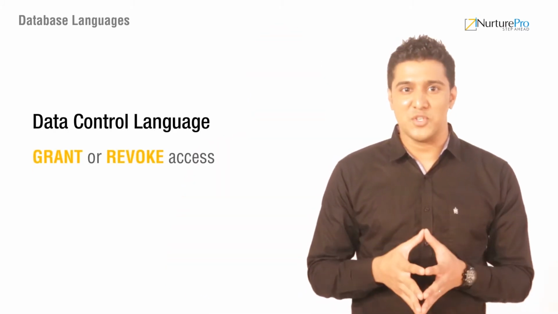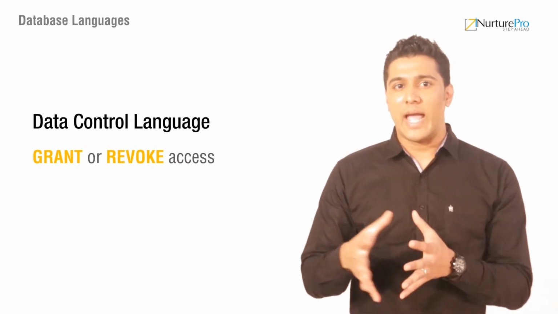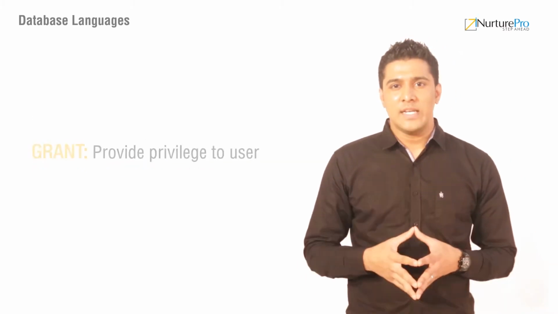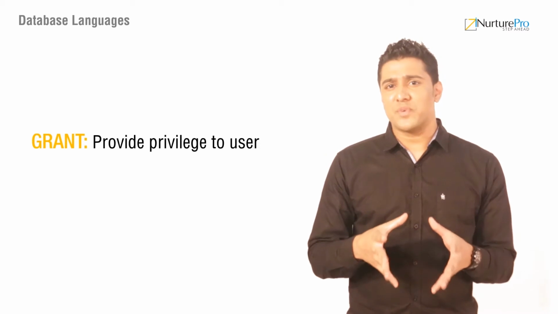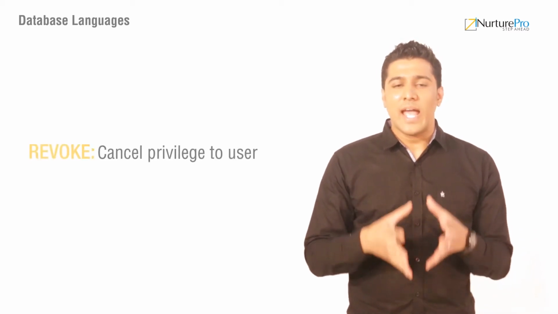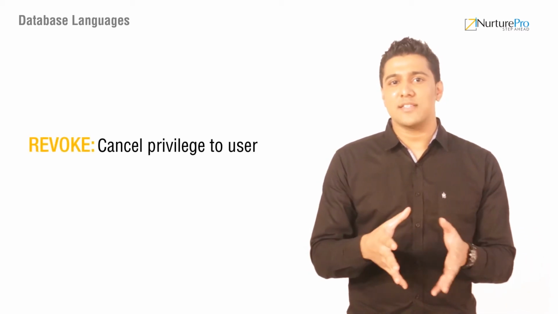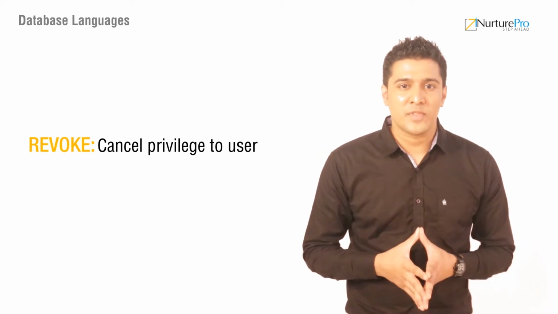You need to explicitly tell the database who can view the table and what kind of access like read, write, delete should be given to the users. In order to perform this task, you need to use the data control language to grant or revoke access to the user. The grant statement is used to provide privilege to user, and the revoke statement is used to cancel the privilege given to the user.